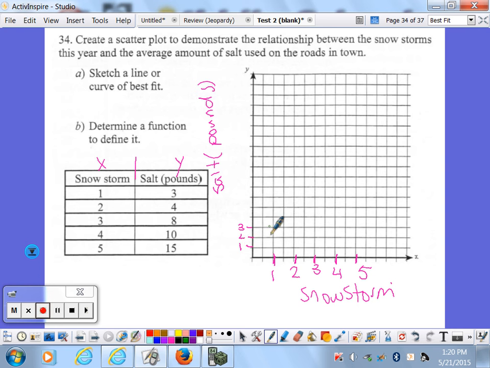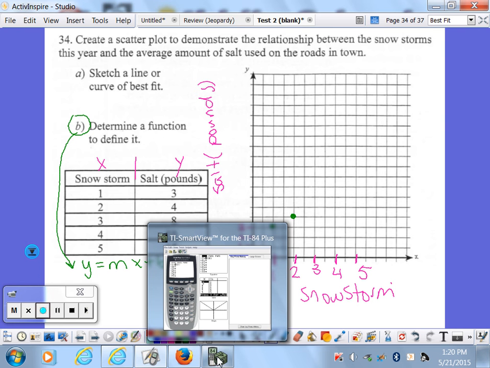Depending on how the data fits, since it says a line or a curve, I would always go with a line and connect them, making one line going through as many points as you can, kind of like the line that's going through the middle of the points. And then for B, it says determine a function to define it. If you made a line, then you need to use your slope-intercept form, and you need to use your calculator to actually come up with that for you.